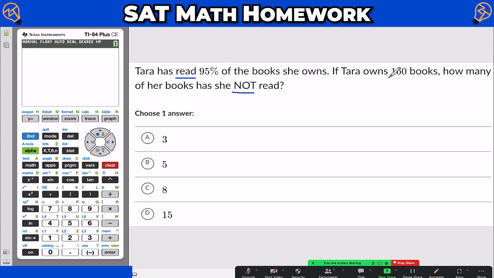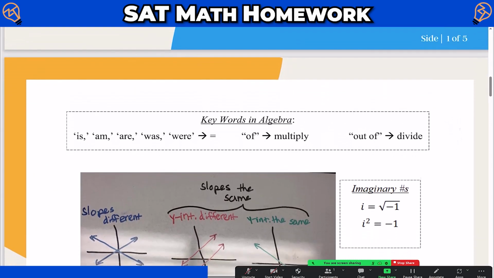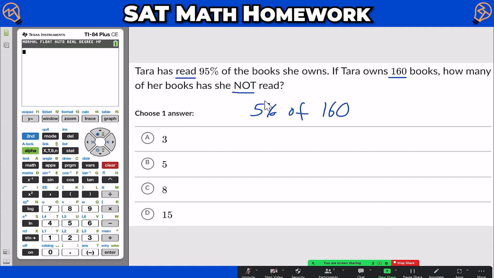And if she owns 160 books, and we want to figure out how many she hasn't read, we know it's essentially 5% of 160. And keep in mind, when we go to the back of page 33 in our math reference document, the word "of" always means to multiply. So we're going to take that 5%, which as a decimal is 0.05, because you always move the decimal 2 to the left, and it's assumed to be to the right of the number if there's no physical decimal written. We're going to do "of," which means to multiply, 160. And we get our answer is C.